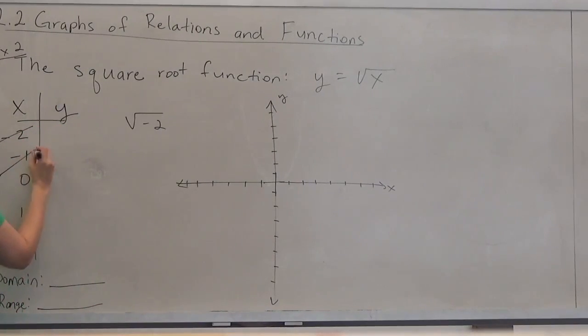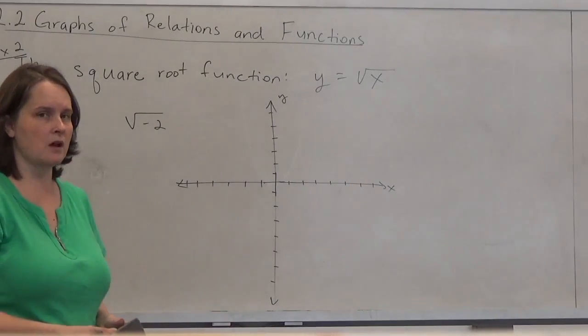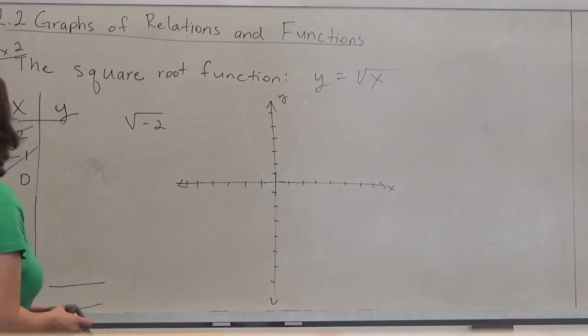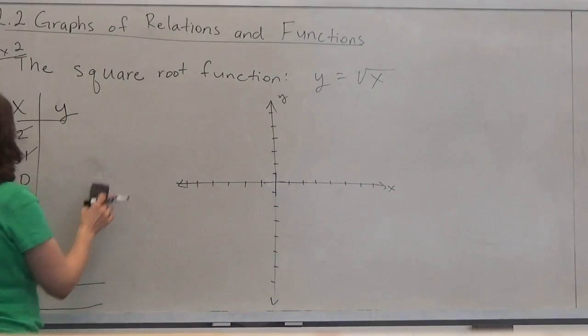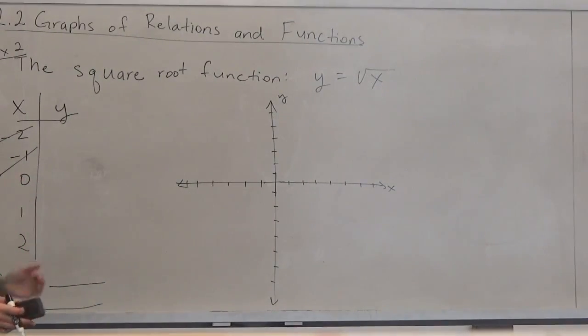Same thing with the negative 1. If we try to take the square root of negative 1, we're getting a complex number, and we're not going to graph a complex number. So we can eliminate those two possible x's. They're not giving us y values back that we can graph. If we put 0 in for x, you should have gotten 0. Square root of 0 is 0. If you put in 1 for x, you should have 1. If you put in 2, you're going to get a decimal, and that's fine. It will be approximately 1.4.